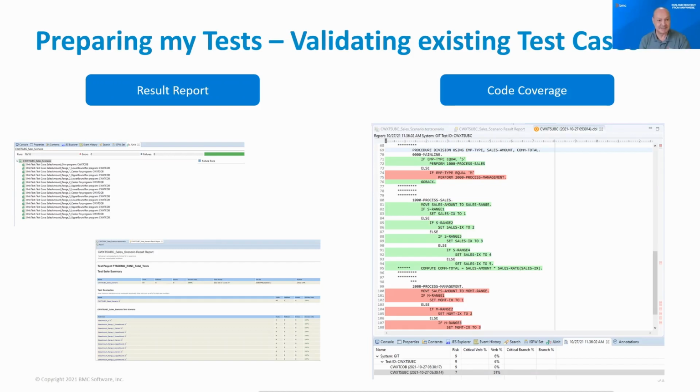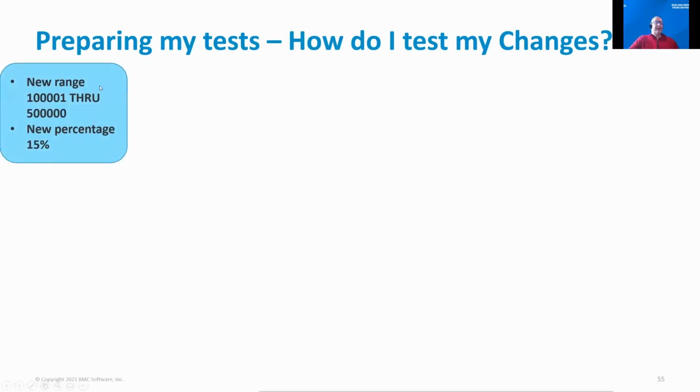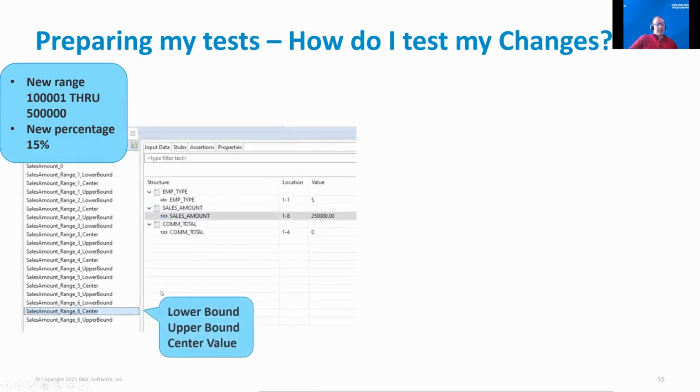So what's next? Next is I need to modify my existing test cases. So I take a look at what it is that I'm supposed to do, or what my program is supposed to do. So I've got this new sales range, or this new sales amount range. This gives me some advice for potential test cases. And this is what I did here.